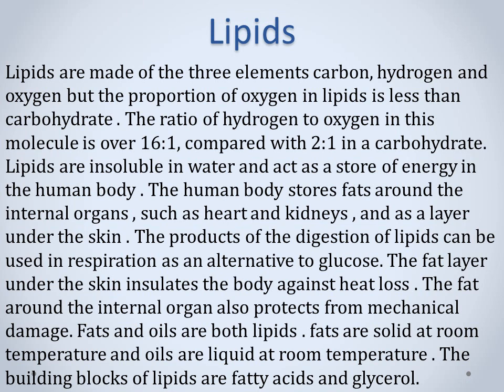The fat layer under the skin insulates the body against heat loss. The fat around the internal organs also protects from mechanical damage. Fats and oils are both lipids. But the difference is that fats are solid at room temperature and oils are liquid at room temperature. The building blocks of lipids are fatty acids and cholesterol.